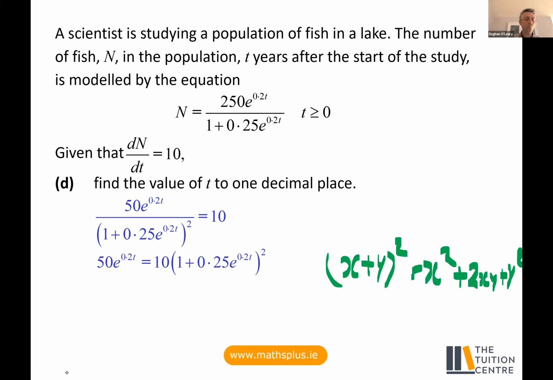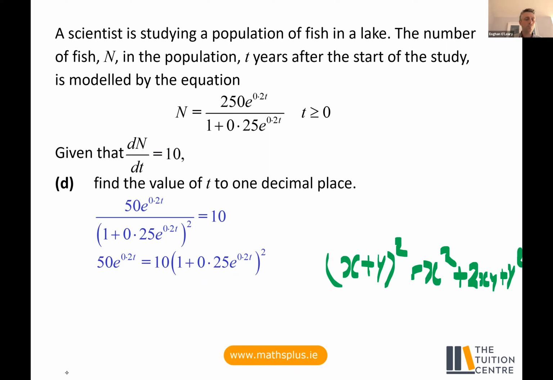I'm minus 72 times e to the power 0.2t and plus 16 equals 0. Obviously, it is looking like the form of a quadratic equation. So in my next move, I'm going to let y equal e to the power of 0.2t. Why is that?